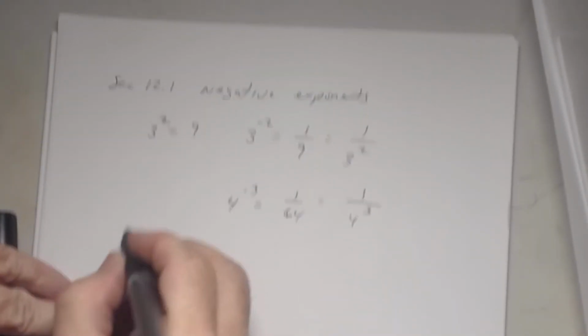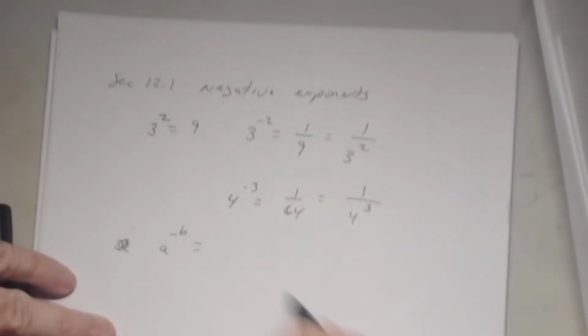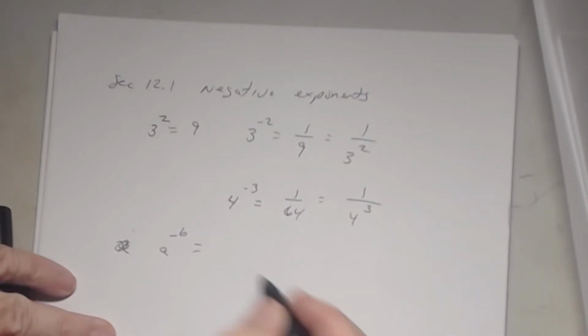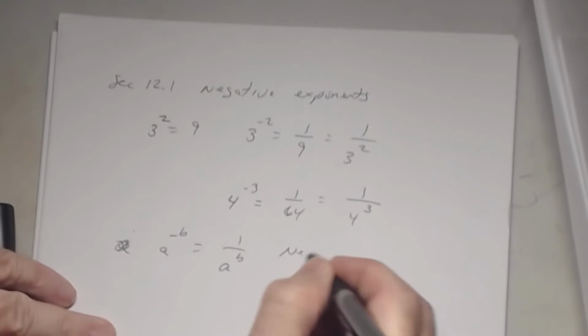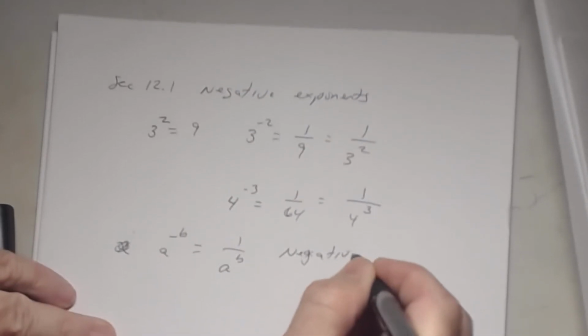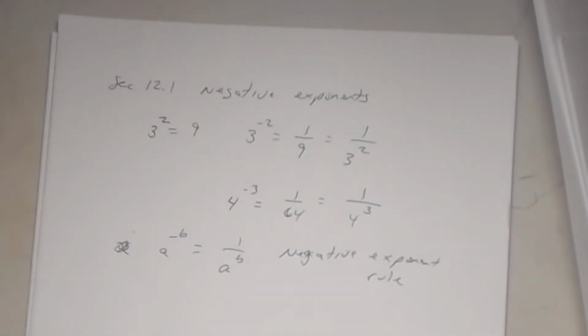So knowing that, then what do you think a to the negative b power is? 1/a to the b power. So that's called the negative exponent rule. Okay, negative exponent rule. So whenever you have a base raised to a negative power, you got to make that power what kind of number? Positive. So according to the rule, it's going to be 1 over a to the b power. Okay?